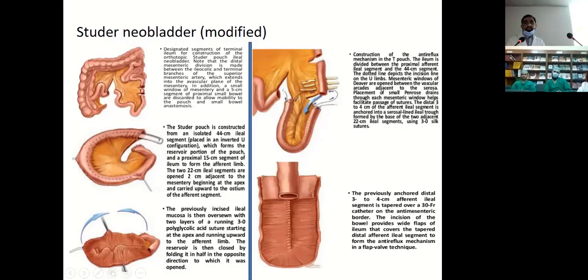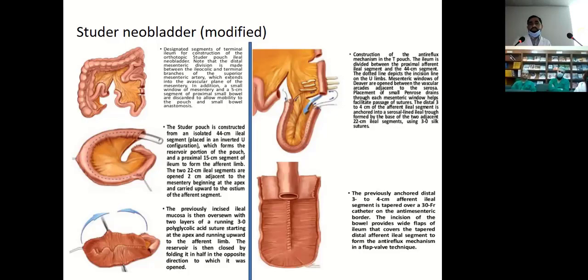For the construction of the anti-reflux mechanism of the pouch, the ileum is divided between the proximal afferent ileal segment and the 44 centimeter ileal segment. Incision of the U-limb mesenteric window of the ileum is opened between the vascular arcade adjacent to the serosa. The placement of a small Penrose drain through each mesenteric window helps facilitate passage of the suture.